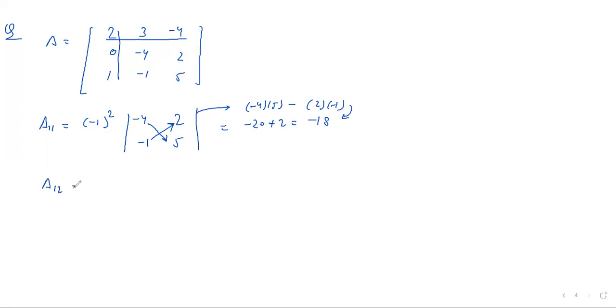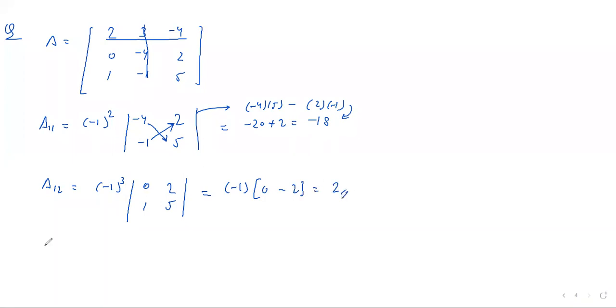Similarly, I can find it for A12. For that, it would be equal to minus 1 to the power 2 plus 1, that would be 3, i plus j. And for the determinant, just hide out this row also. We are finding for A12, which is this position, so we will hide out this and take the minor of A12, that is 0, 1, 2, 5. That is equal to minus 1 to the power 3, which is minus 1, and the determinant of this would be 0 minus 2 into 1, which is 2, that is equal to 2.